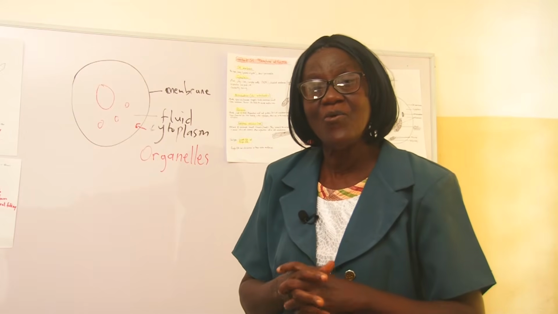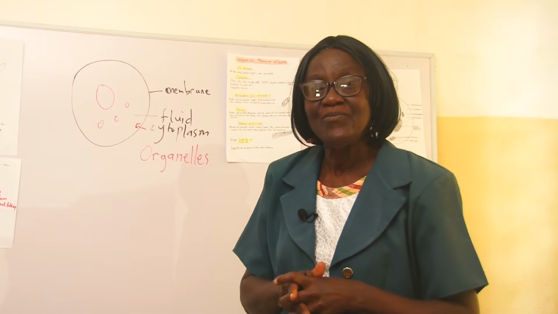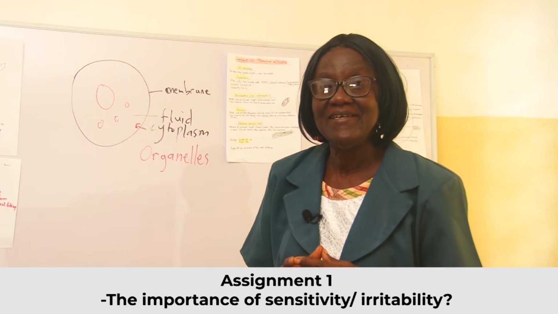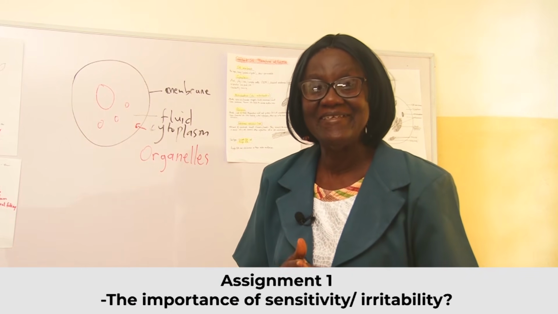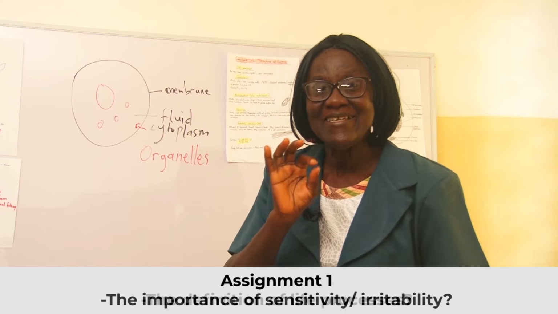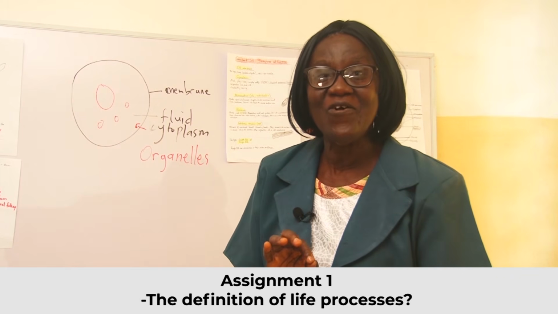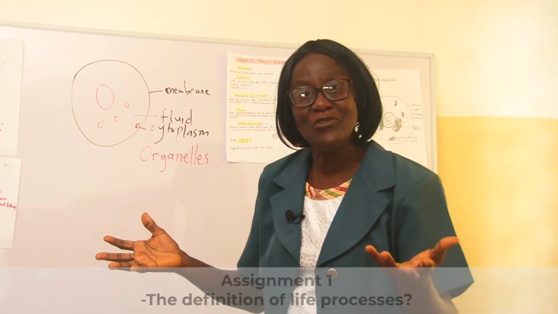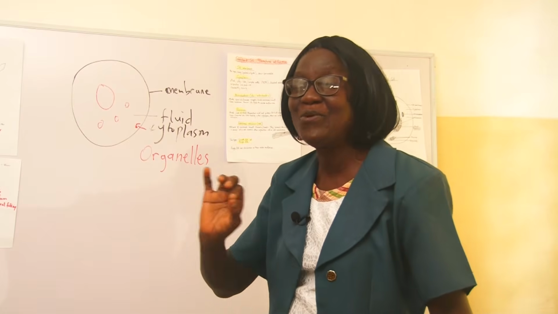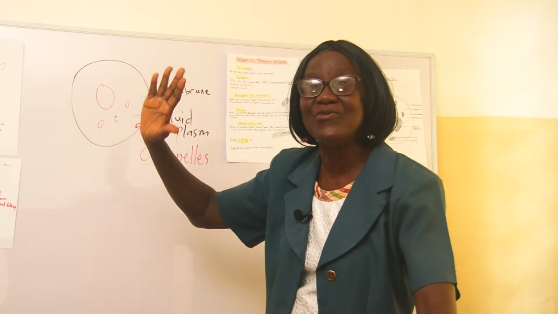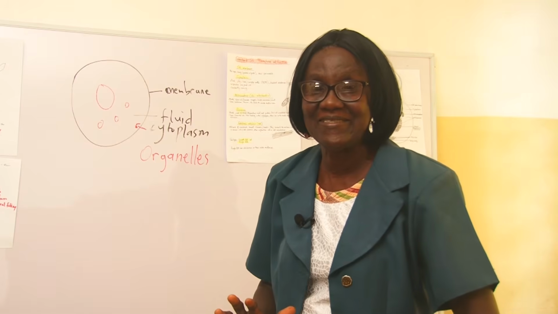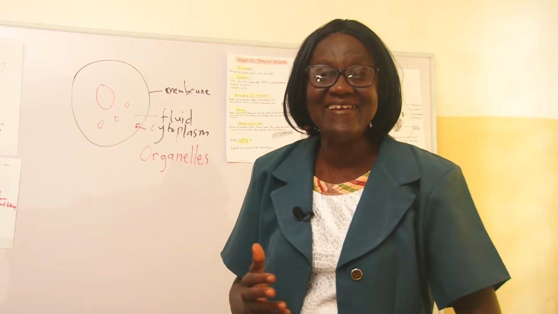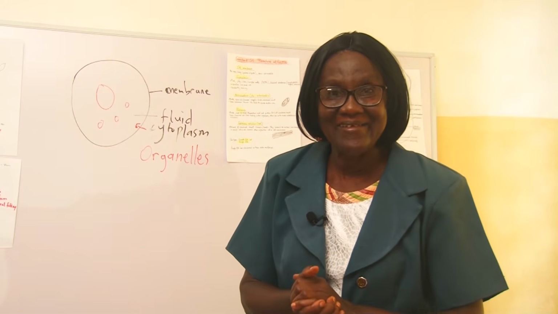You remember you have homework? The importance of sensitivity or irritability. And then also give a small definition of life process. If you are asked what a life process is, you should be able to explain or write a small definition for it after we go through all the 7 life processes. So, till we meet again in our next lesson, bye-bye.